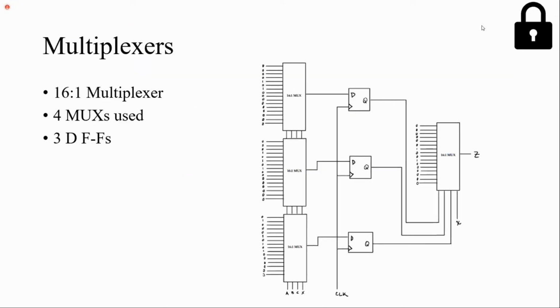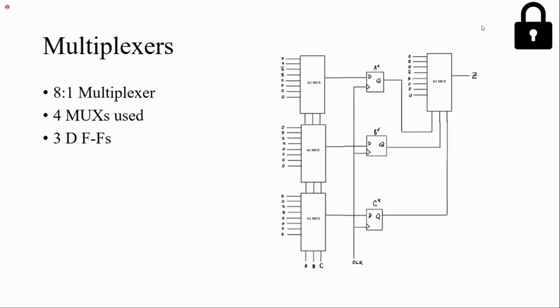Okay, so next I just wanted to look at the different ICs being used to compare the different ways I could implement this design. So I used 4 16-to-1 multiplexers to design this, and 3 D flip-flops. And then again, I simplified it more to use 8-to-1 multiplexers, so I used 4 of those.